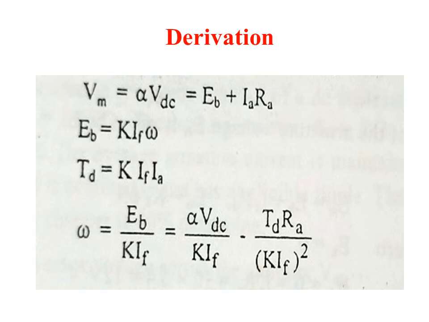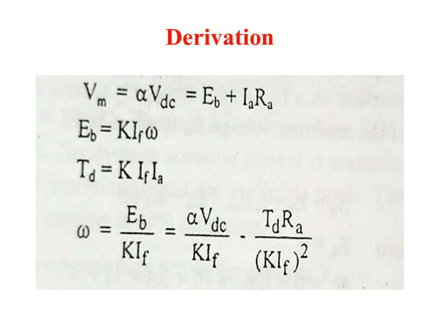Why? Because the converter output is connected to the armature terminals and armature circuit of our DC motor. So in our armature circuit, we have back EMF EB and IA RA. But already we know that whenever we are taking a separately excited DC motor, EB equal to K into IF into omega. So this we get from the basic EMF equation of our DC motor. What is EB? EB is back EMF, K is the constant, and IF is the field current, and omega is the speed.